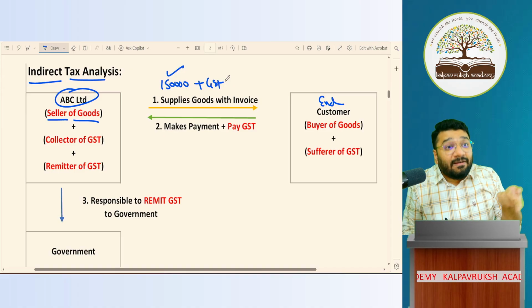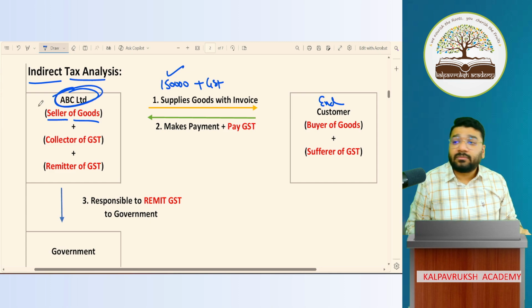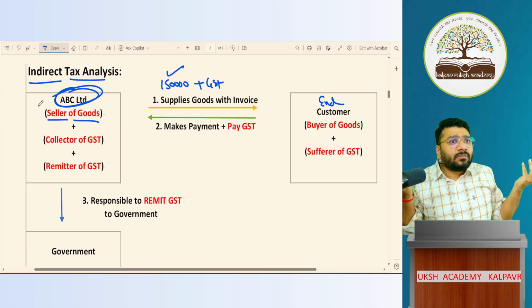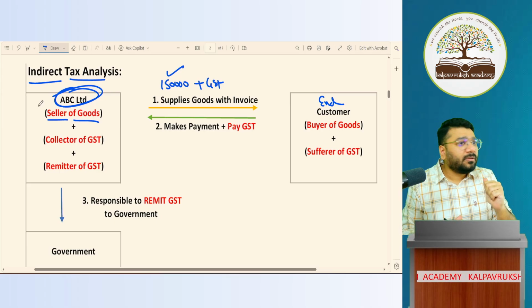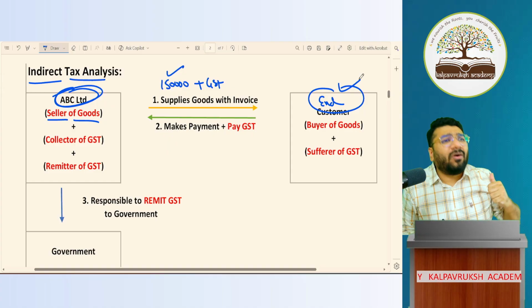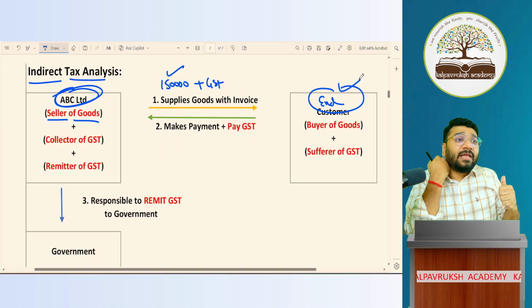Who's telling? The government is giving this instruction to ABC Limited. ABC Limited asks, your tax money, why should I collect? Why should I collect, boss? The customer has to pay, right? Tell this fellow to pay directly, no? Why are you coming and putting the knife on my neck and telling me to collect the money?